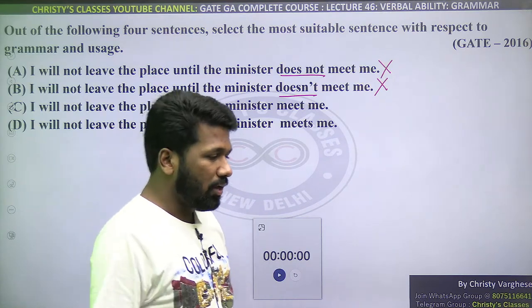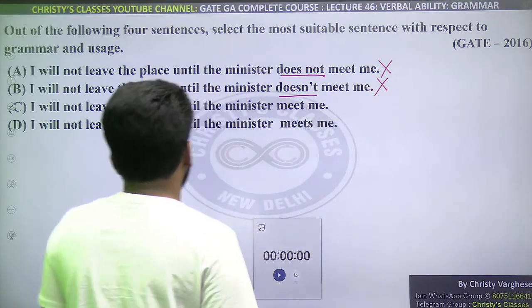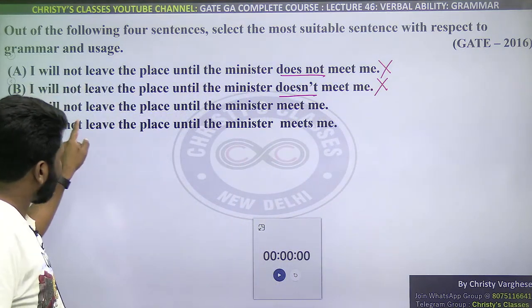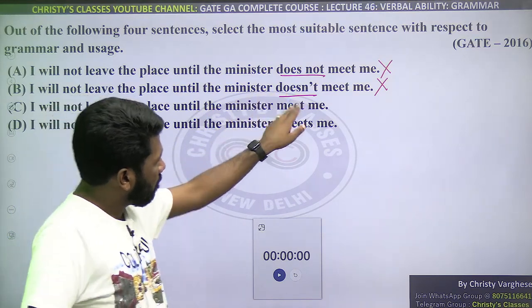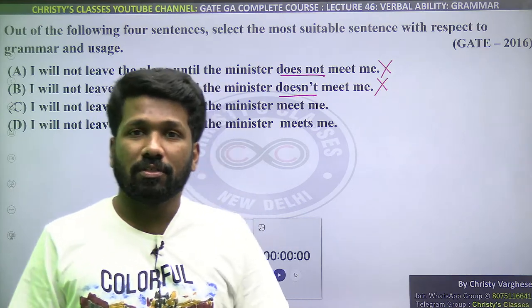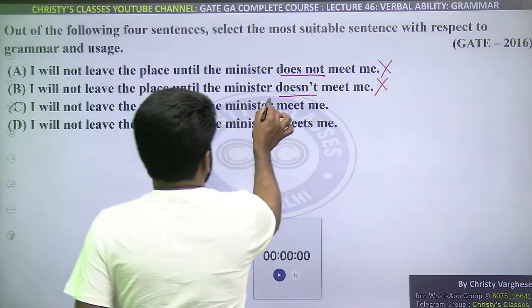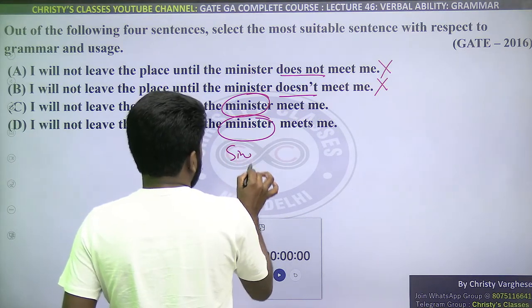Without doubt, we eliminated two options. Now only two options remain. That is easier, because you just have to compare what is different. I will not leave the place until the minister meet me or meets me. So we understood it's a subject verb agreement question. Minister is the subject. Minister is singular, obviously.